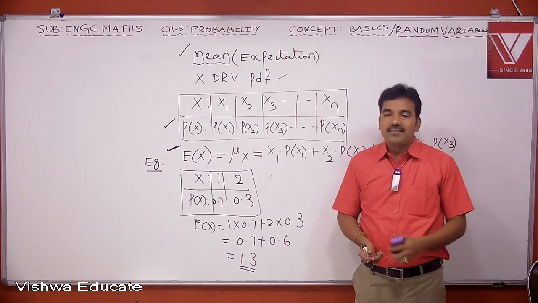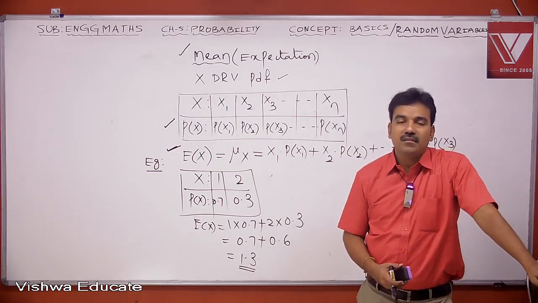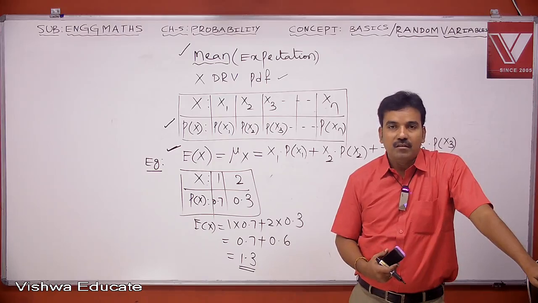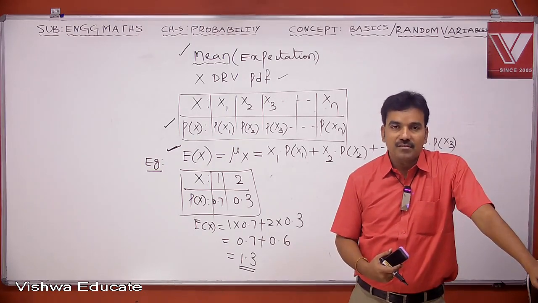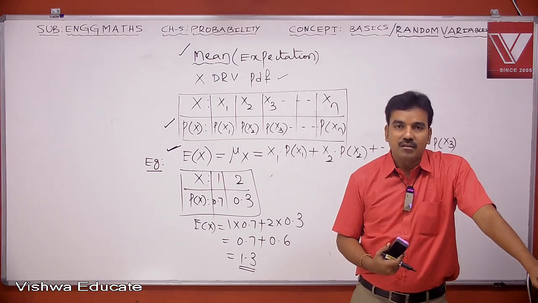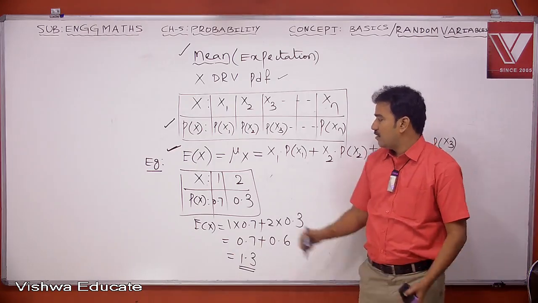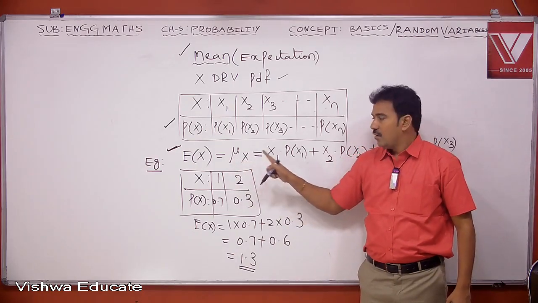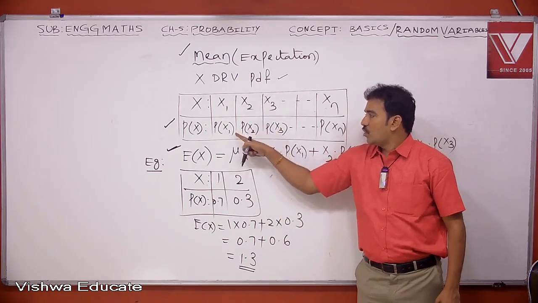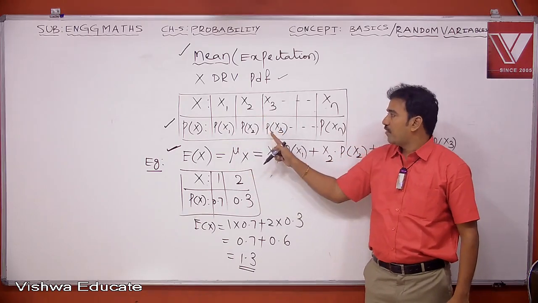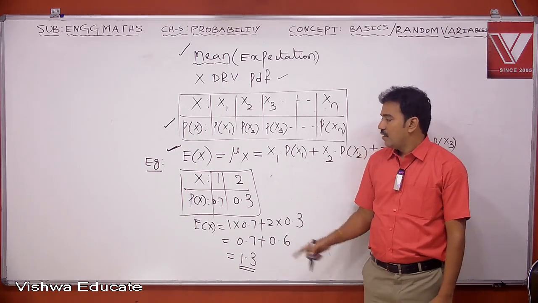Then the expectation or mean of x is denoted and defined as E of x equal to mu x equal to x1 into p of x1 plus x2 into p of x2 plus and so on plus xn into p of xn. Write this example.